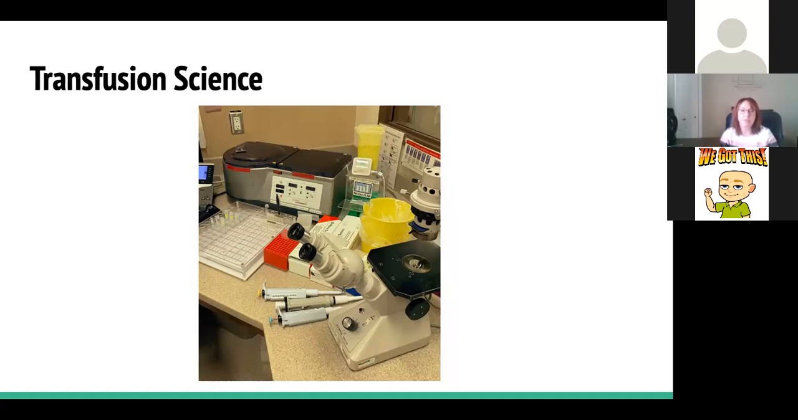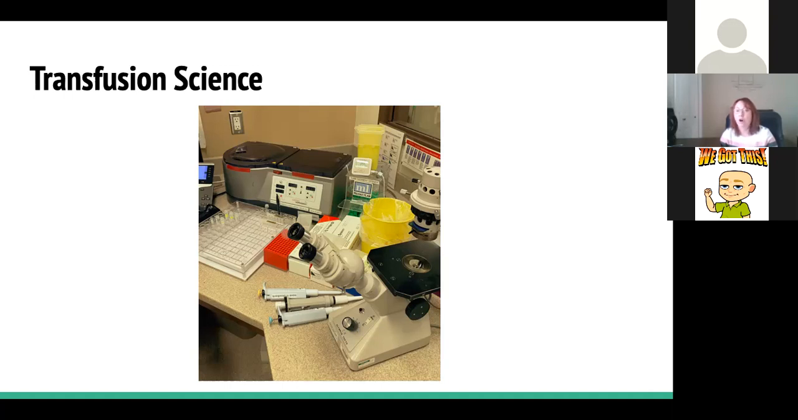It's a really technical area. It's great. Some people may donate blood, and those units of blood come to the transfusion science or blood bank, and we store them there until they're needed for a blood transfusion.